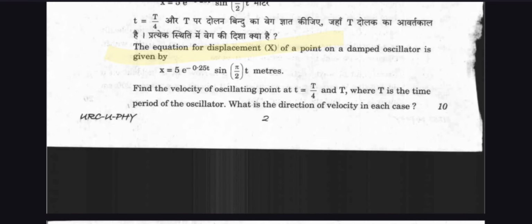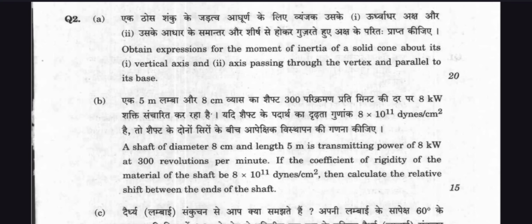The equation for the displacement x of a point on a damped oscillator is given: x equals 5 e to the power minus 0.25 t sin of pi by 2 t meters. Find the velocity of the oscillating point at t equal to T by 4 and T, where T is the time period of the oscillator. What is the direction of velocity in each case? And question number 2.